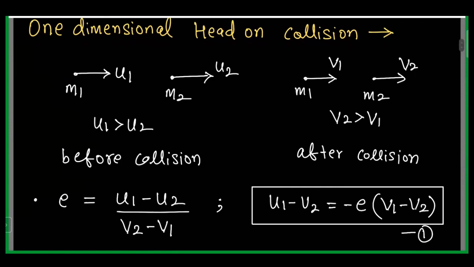After the collision, their velocities will change, obviously. So mass m1 is now moving with velocity v1 and mass m2 is now moving with velocity v2. If you want to ensure that they do not collide again, then what should happen? Now v2 should be greater than v1, so that it is always greater than v1. Then they will not collide again. So this is our basic approach.